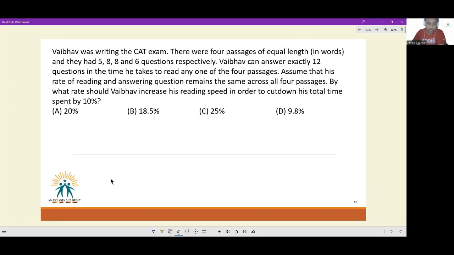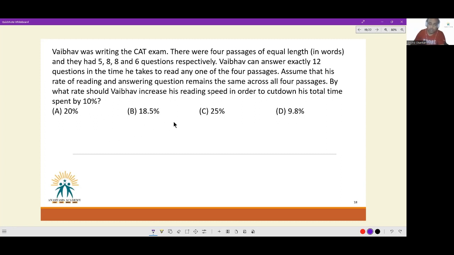Okay, this question. Whoever was writing the CAT exam, there were 4 passages of equal length in words, and they had 5, 8, 8, 6 questions respectively. Webber can answer exactly 12 questions in the time it takes to read any one of the 4 passages. Assume that his rate of reading and answering question remains the same across all 4 passages. By what rate should Webber increase his reading speed in order to cut down his total time spent by 10%?